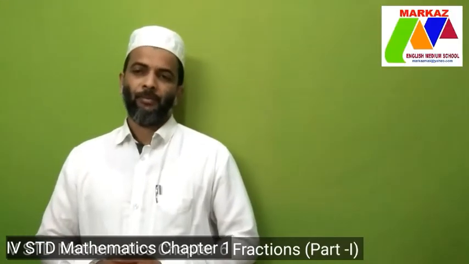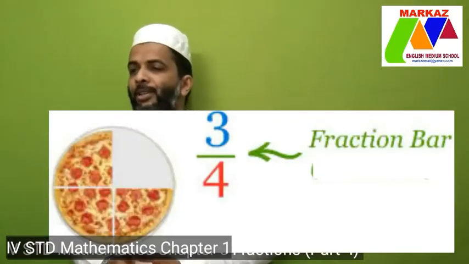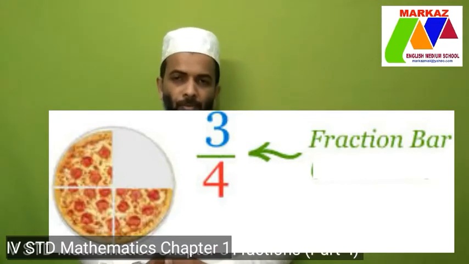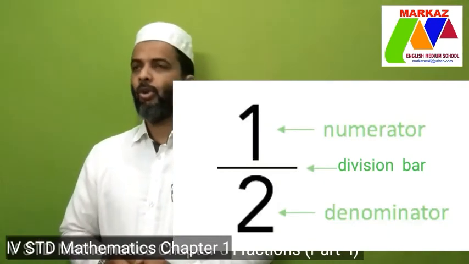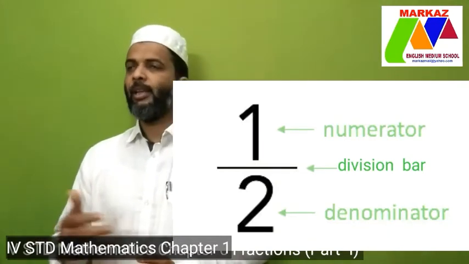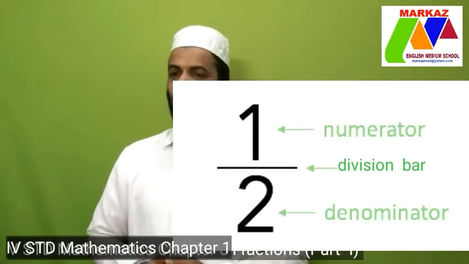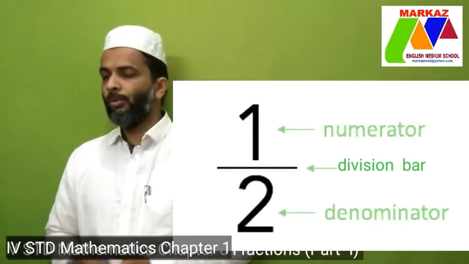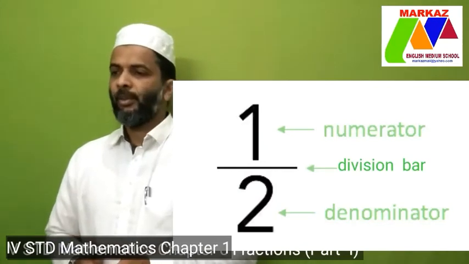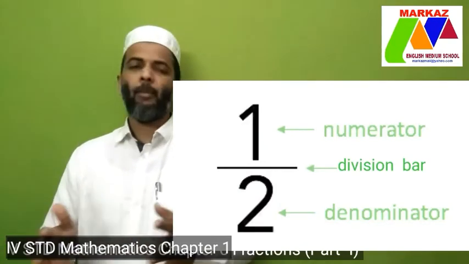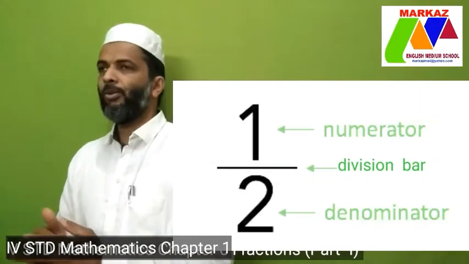In a fraction, the line that separates the numbers is called the fraction bar or division bar. The number above the fraction bar is called the numerator. It indicates the number of equal parts. Consider the number below the fraction bar. It is called the denominator. It indicates the total number of equal parts the whole is divided into.